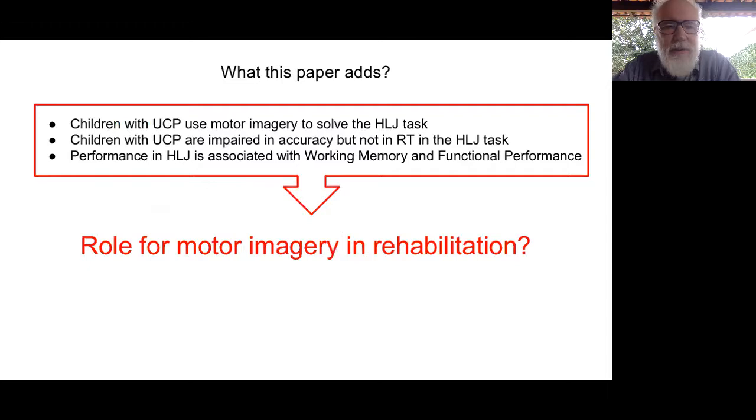In summary, children with unilateral cerebral palsy use motor imagery to solve the hand laterality judgment task. Children with unilateral cerebral palsy are impaired in accuracy, but not in reaction time in the hand laterality judgment task. And performance in the hand laterality judgment task is associated with working memory and functional performance. This result suggests that indeed motor imagery may have a role in the rehabilitation of kids with unilateral cerebral palsy. However, more research is required.